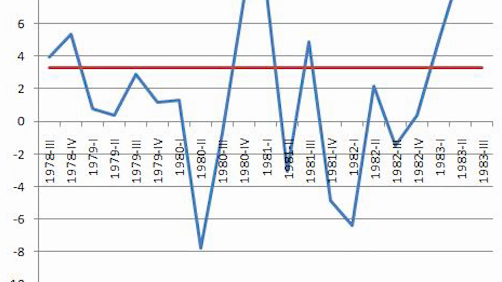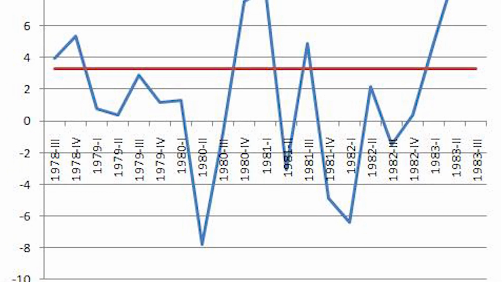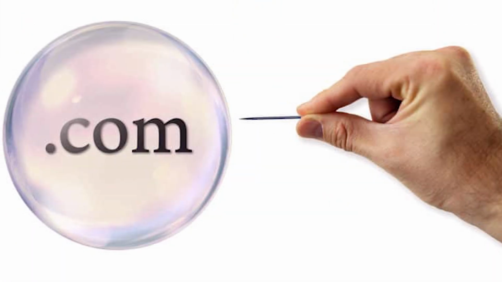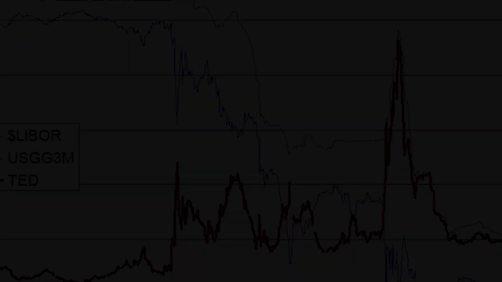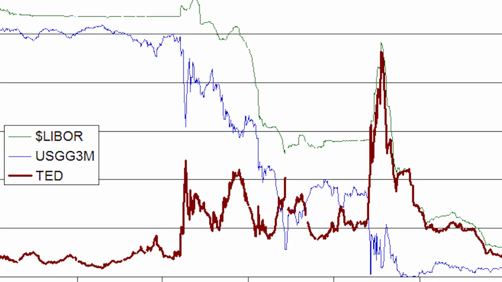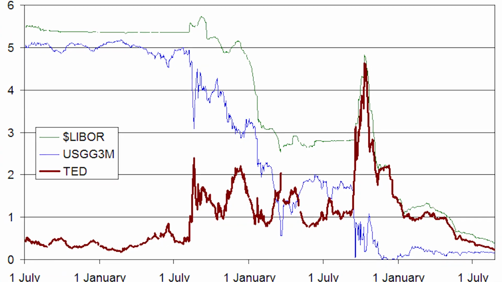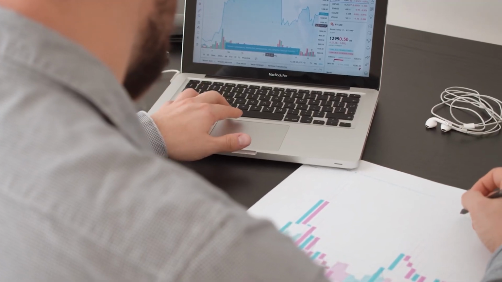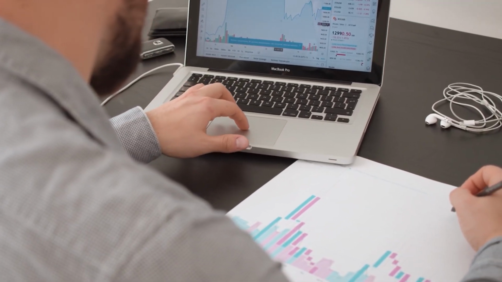For example, this was the case before the recession in the early 1980s, the dot-com crash in the early 2000s, and the financial crisis of 2007/2008. Therefore, an inverted yield curve is a warning sign that investors should take seriously.